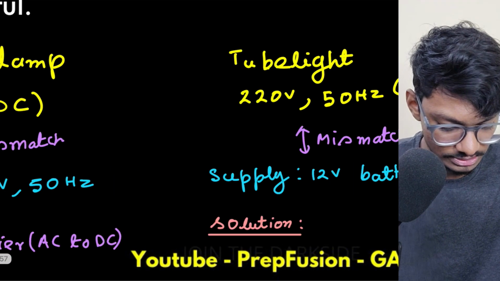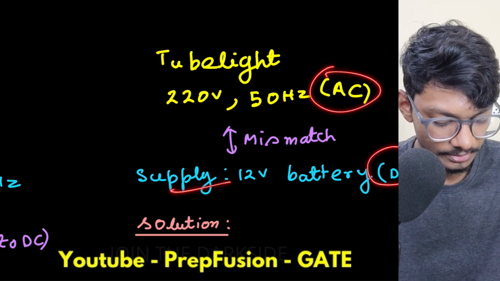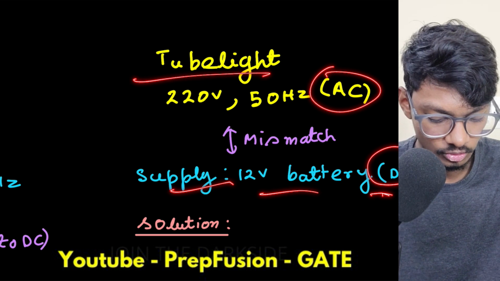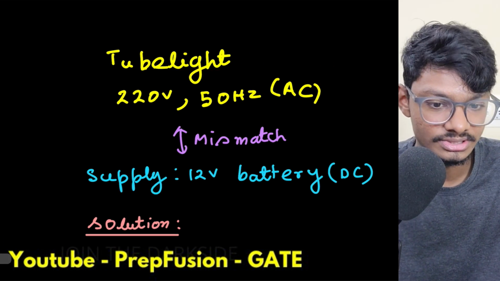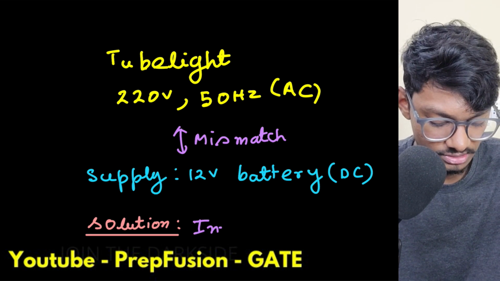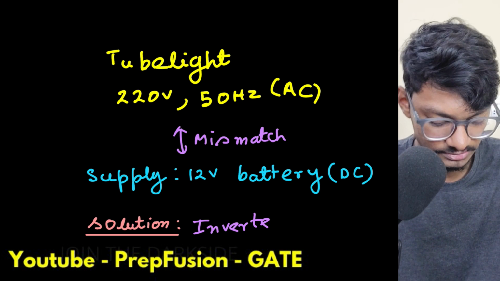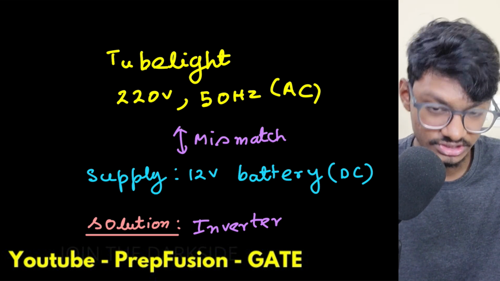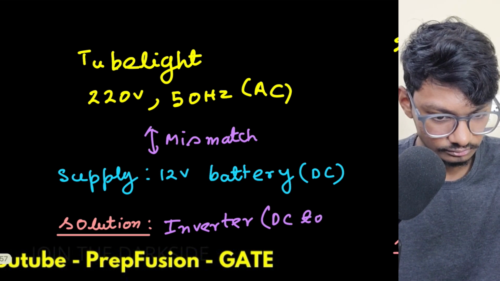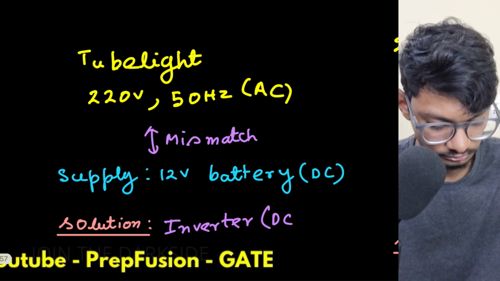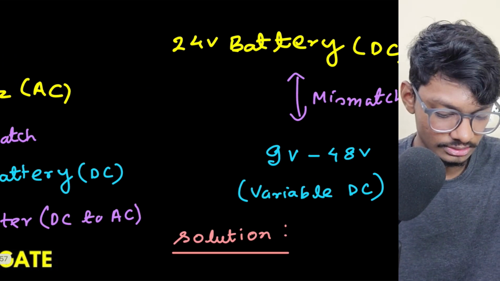Okay, next is this mismatch, right? DC to AC. So the supply is a 12 volt battery, DC, to a tube light, which is AC, right? So basically I am converting DC to AC here, and the inverter comes into the picture. I have already explained the overview, where I have written which device converts which type of supply, DC to AC.